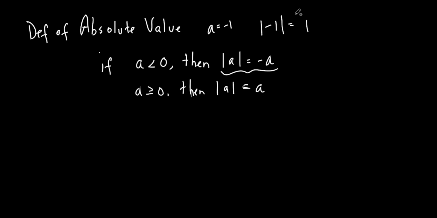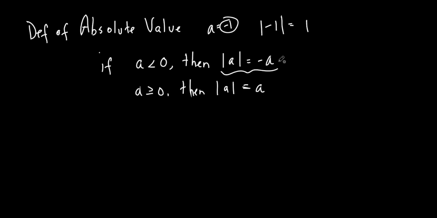Everybody watching? Seems like we've lost you, half of you. If a is negative 1, then the absolute value of a is the opposite of a. What was a? It was negative 1. What's the opposite of negative 1? It's positive 1. So do you agree that that does fit? Okay, so that works. So if a is less than 0, then the absolute value of a is equal to the opposite of that negative, which means it's going to be a positive. Make sense? Because a was what? It was negative.